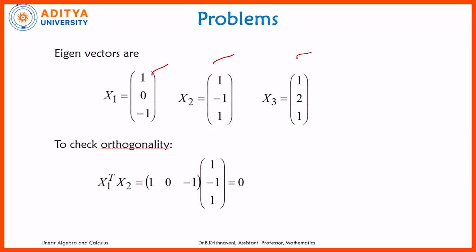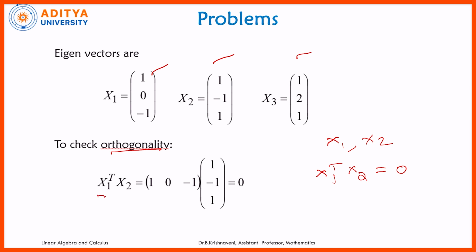So, now in order to write down the model matrix, we first need to check the orthogonality. In order to check the orthogonality, first check whether each pair is orthogonal. So, let us consider the first pair x1, x2. To say that x1 and x2 are orthogonal, we need x1 transpose into x2 to be equal to 0. So, let us check that.